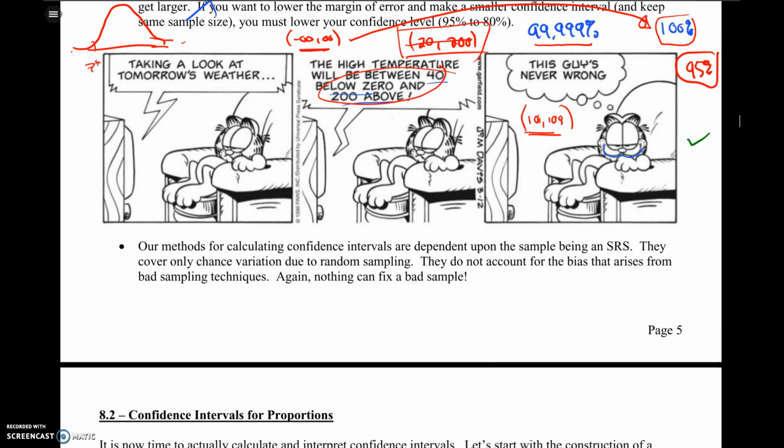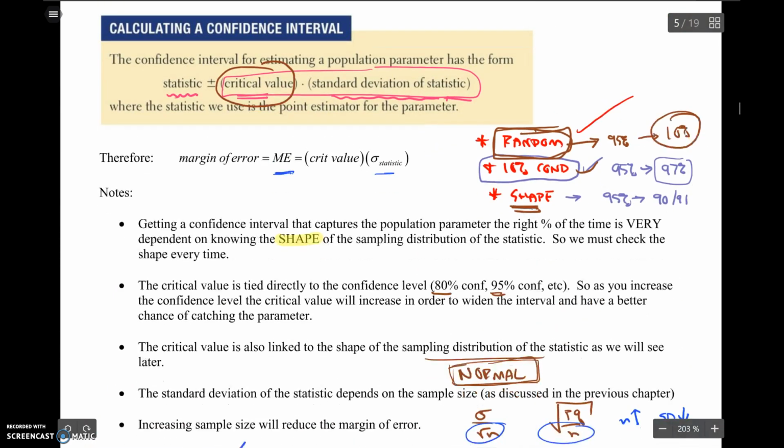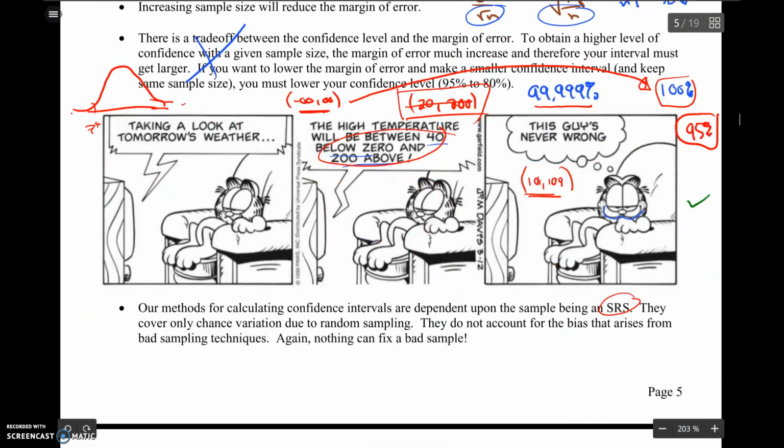Our methods for calculating confidence intervals are dependent upon the sample being a simple random sample. Okay, so now I guess I addressed this whole thing about the normal. That's the very last thing, as if it wasn't that important. They cover only chance variation due to random sampling. They do not account for the bias that arises from bad sampling techniques. Nothing can fix a bad sample besides throwing it out and getting a good one.